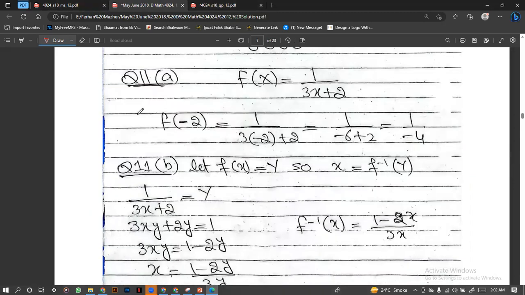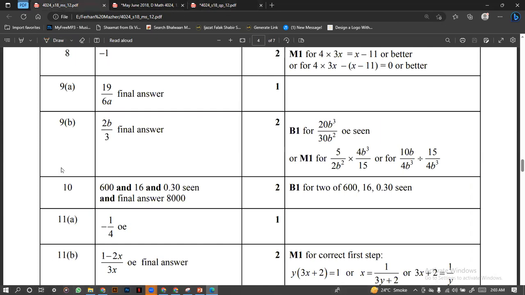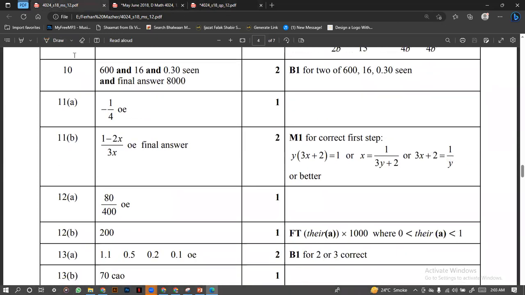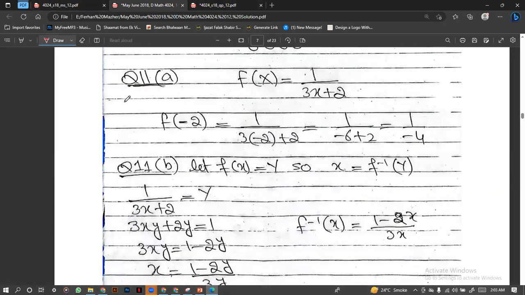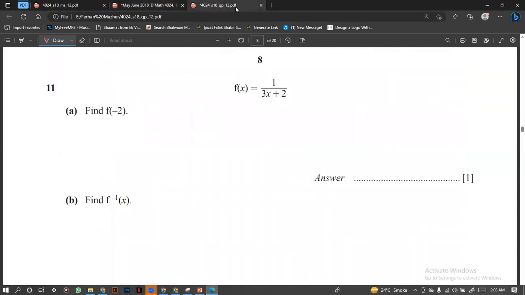It's a very simple thing. f of x is equal to 1 by 3x plus 2. F of minus 2 will be equal to 1 divided by 3 into minus 2 plus 2, this is in the denominator. So that will be equal to 1 divided by, in the denominator we will have minus 6 plus 2. And that will be equal to 1 by minus 4. 1 by minus 4 or minus 1 by 4 is the answer, which is right. This is question number 11, A part.